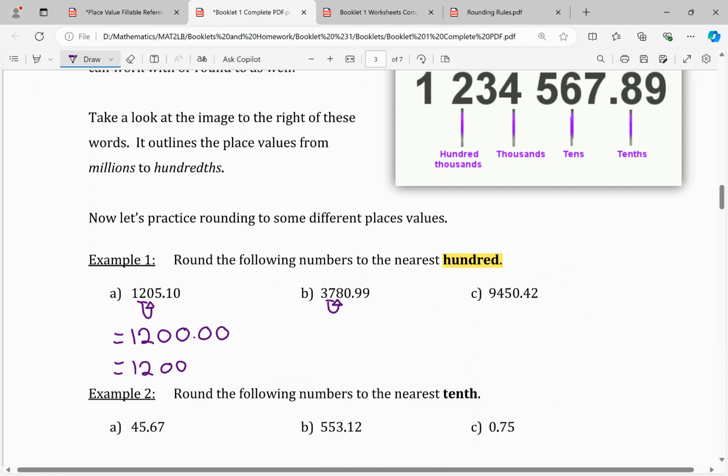So I look to the next number to the right, the 8. And since 8 is larger than 5, we're rounding up, which means the 7 increases. So I rewrite the number. The 7 increases to an 8, and every number after is going to turn into a 0. I can choose to rewrite this, taking out the zeros after the decimal. My answer is 3,800.